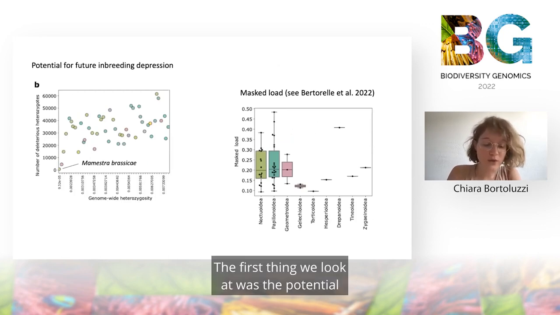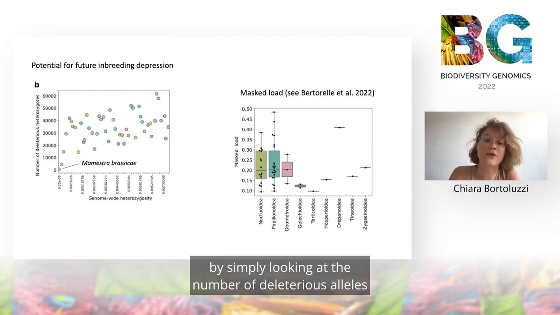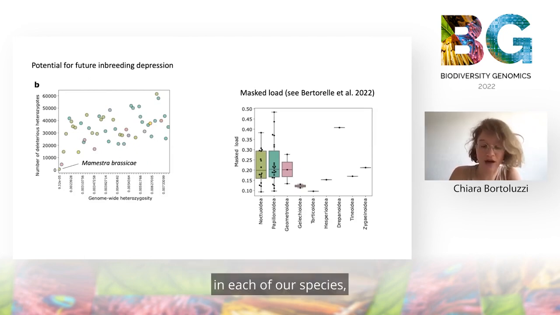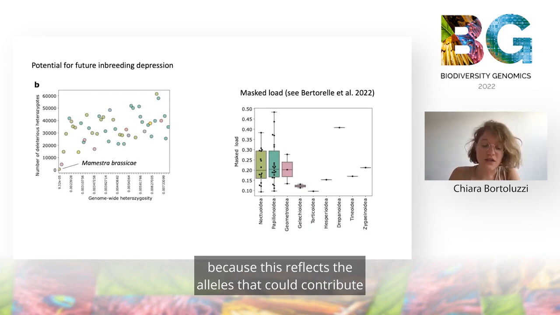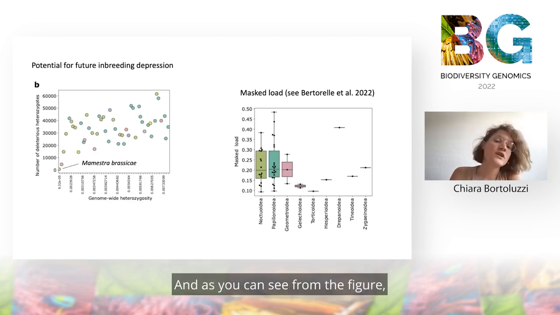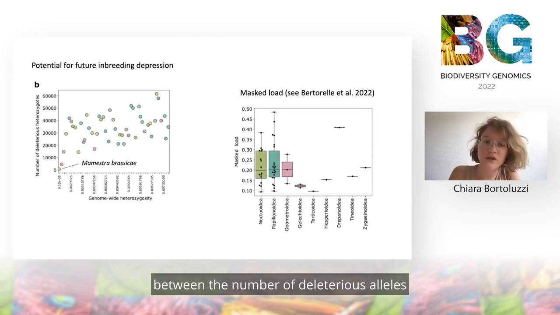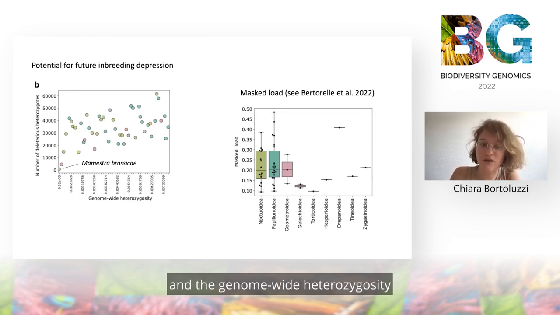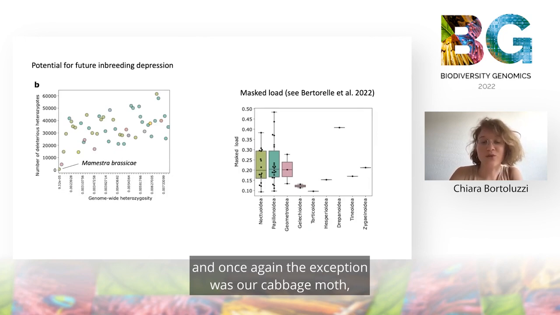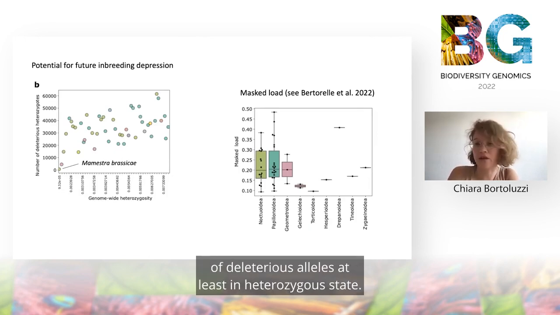The first thing we looked at was the potential for future inbreeding depression by simply looking at the number of deleterious alleles in each of our species, because this reflects the alleles that could contribute to inbreeding depression when made homozygous by inbreeding. And as you can see from the figure, we observe a positive correlation between the number of deleterious alleles and the genome-wide heterozygosity. And once again, the exception was our cabbage moth, which was the species with the lowest number of deleterious alleles, at least in heterozygous state.